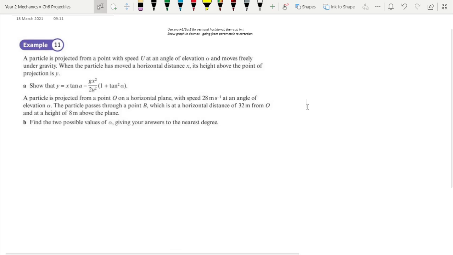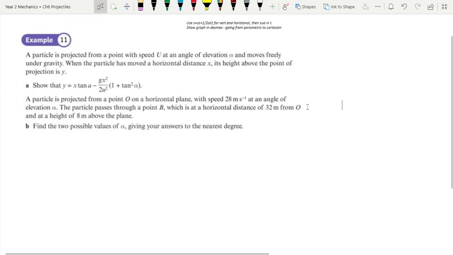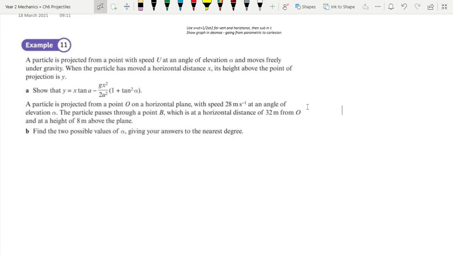Okay. Here's quite a nice algebraic question. A particle is projected from a point with speed u at an angle alpha, and moves freely under gravity. So we've just got a simple case where we are projecting it at speed u and angle alpha. The initial vertical is going to be u sine alpha, and the initial horizontal is going to be u cos alpha.